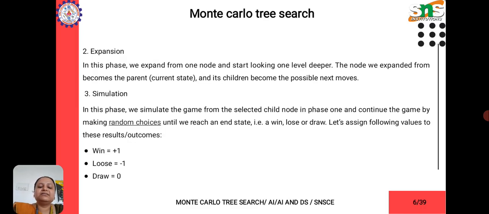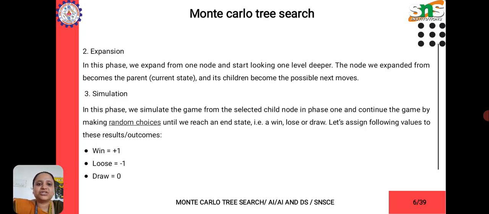Now, we can see what expansion is all about. What is the English meaning of expansion? Something in an expanded form, or doing the process in a very elaborated way, is called expansion. In this phase, we expand from one node and start looking one level up. The node we expanded from becomes the parent node and its child nodes become the possible next moves. When we expand, we go from the parent node to the child node.